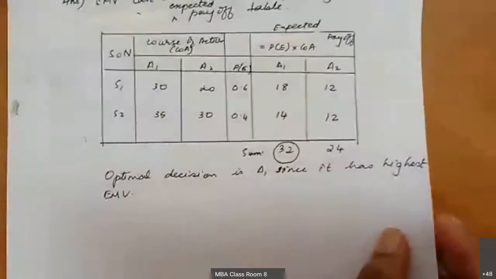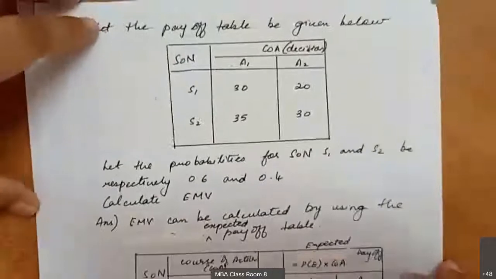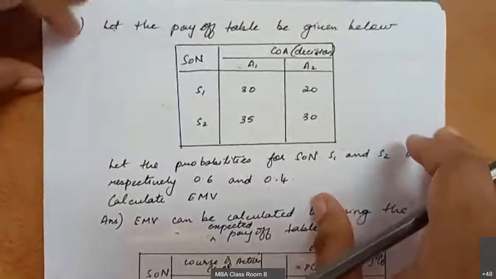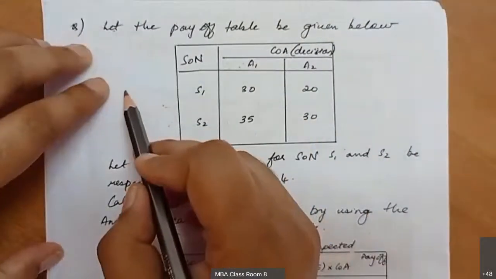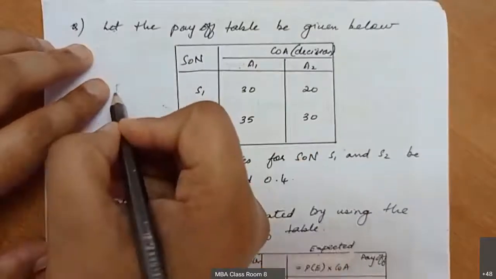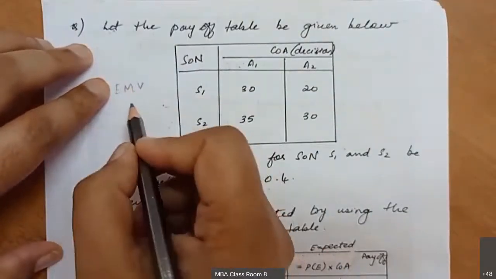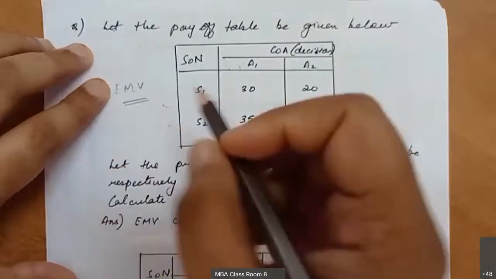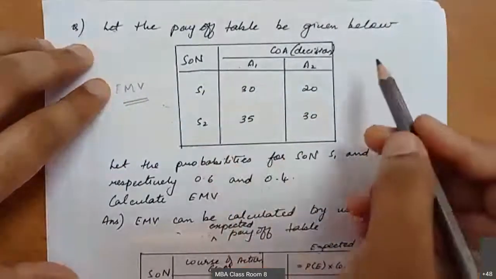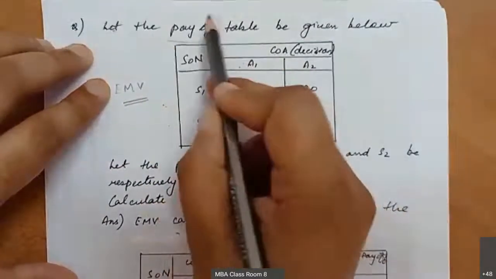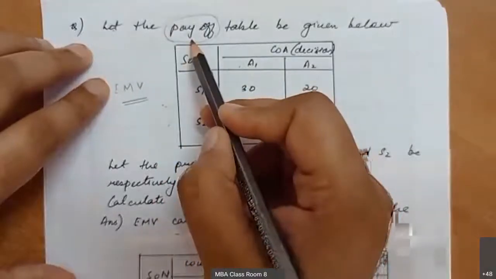So I'll show you a small problem there, and then we'll go into the problem that we discussed in the last class. So this is a problem for understanding EMV, that is expected monetary value. Over here, you are given a payoff table. If nothing is mentioned, payoff means profit.